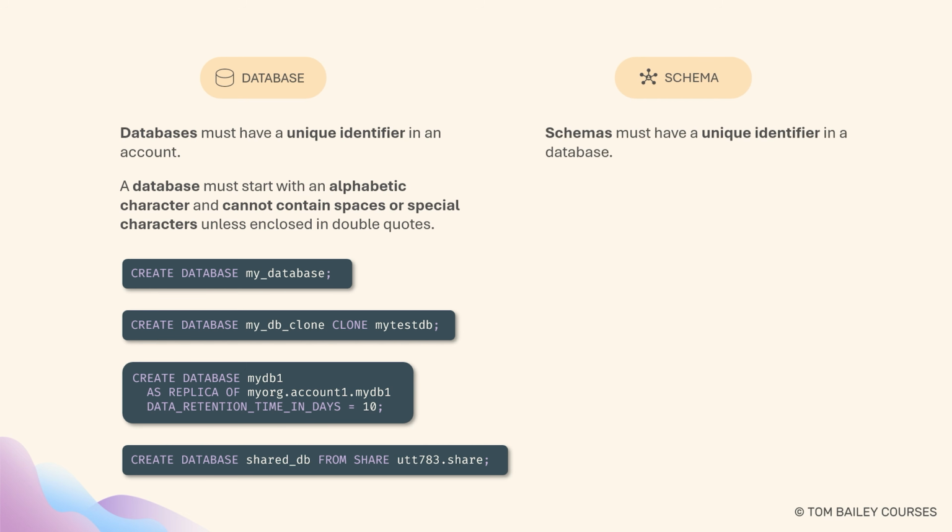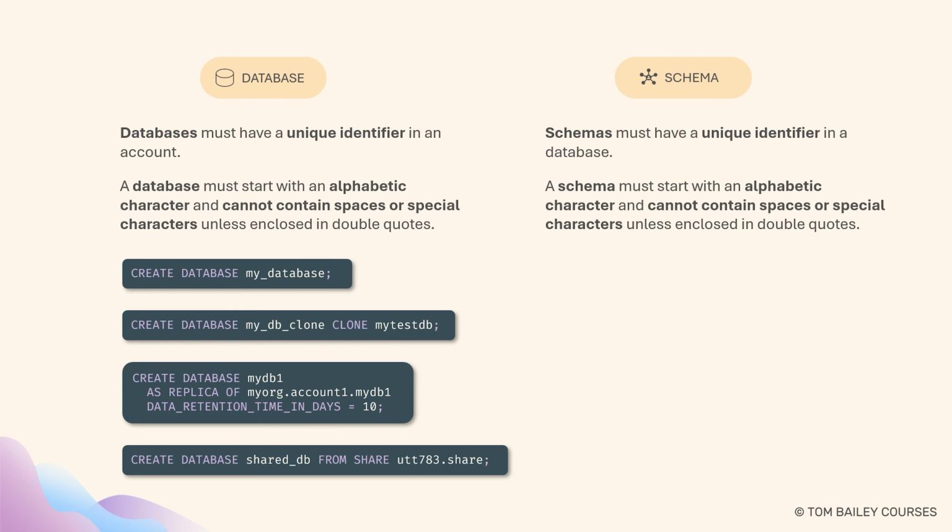Like a database, a schema identifier must be unique within a database. And again, like a database, a schema name must start with an alphabetic character and cannot contain spaces or special characters, unless the entire identifier string is enclosed in double quotes. The same case rules apply here. If wrapped in double quotes, the identifier is case sensitive. If it isn't wrapped in quotes, it's case insensitive.